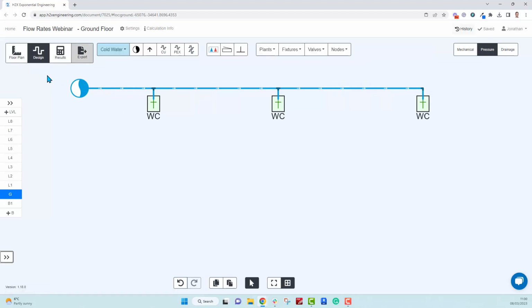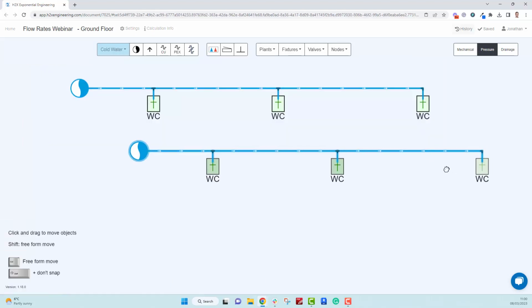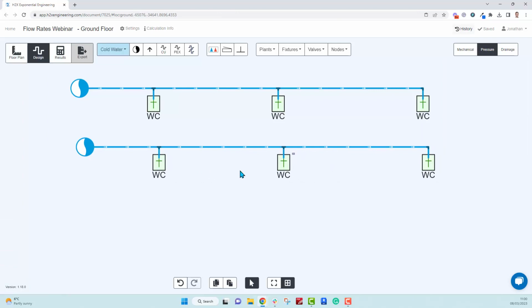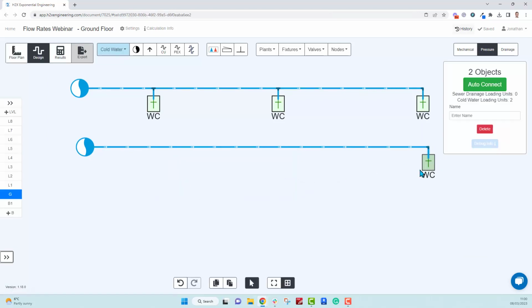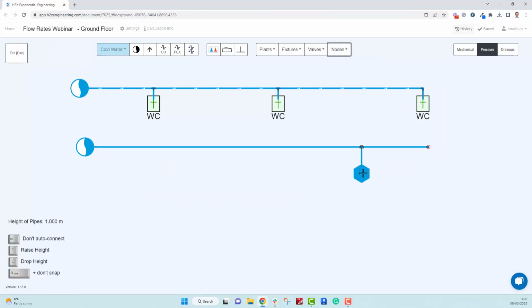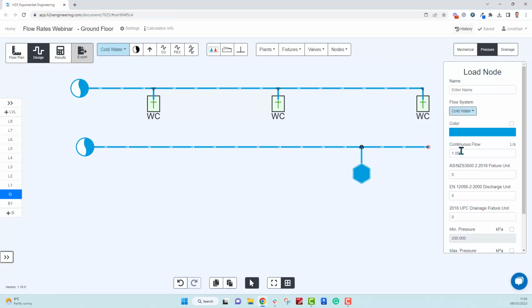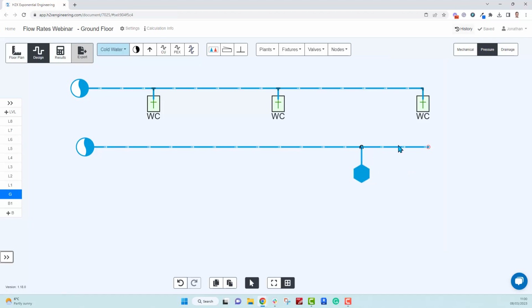Now we're going to look at a similar scenario, and instead of the fixtures, we're going to replace them with continuous flows. So I'll just delete these 2 to begin with, even this one. And using the node, we can drop this on the design. So here we've got 1 liter per second at this node. I would leave it like that.